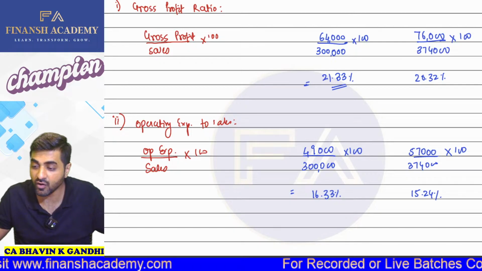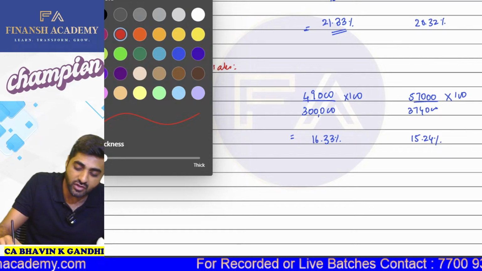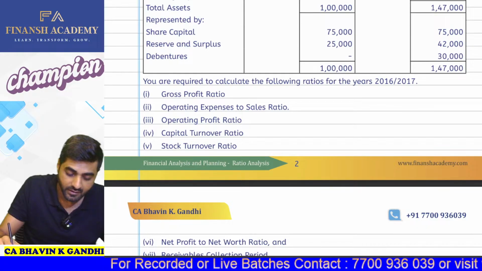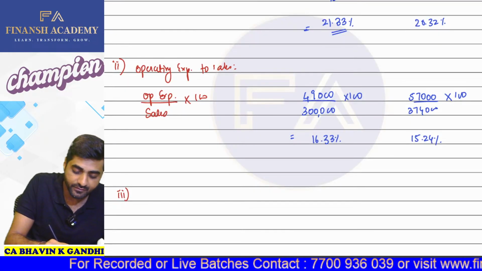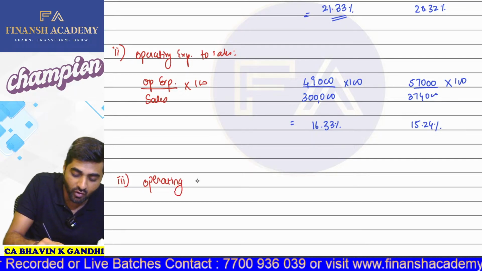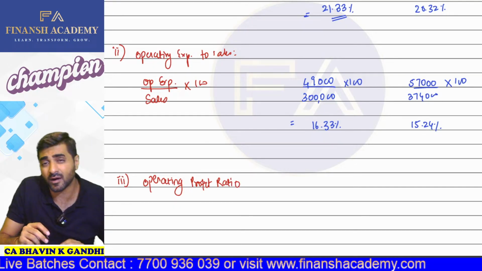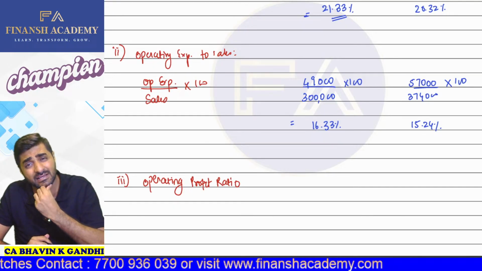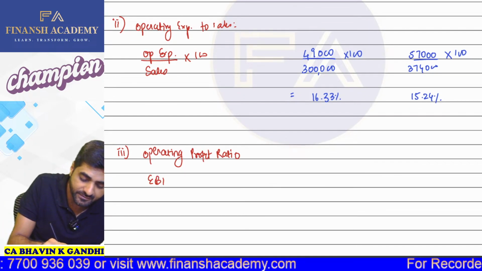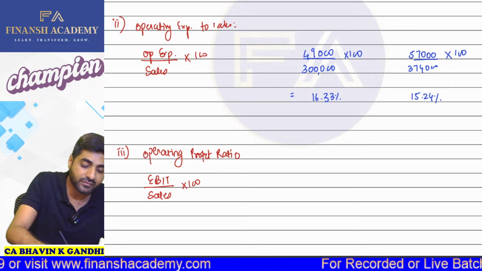Okay, students. Now, after this, which one is your third ratio? So, guys, your third ratio is going to be the operating profit ratio. As I told you, when we are talking about operating profits, we always deal with the amount of EBIT and we divide that by sales. So now we'll be taking into consideration your EBIT, divide that by sales and multiply it by 100.